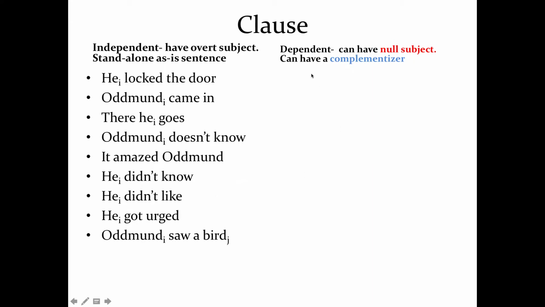But that's where we could get one of these dependent clauses. He got urged. Oddmund got urged. We've got a subject, Oddmund. We've got a predicate. He got urged by someone to do something. Oddmund saw a bird. We've got a subject, Oddmund, a predicate, saw a bird. So these are kind of what we might call a main clause or an independent clause. And then we have these dependent clauses which could be embedded inside it.